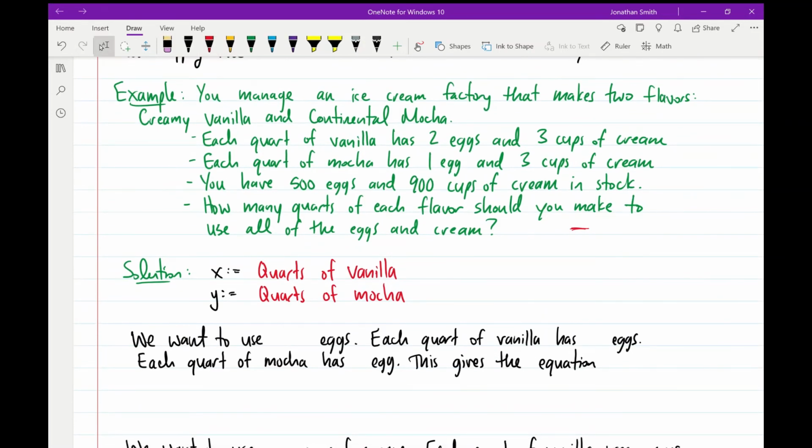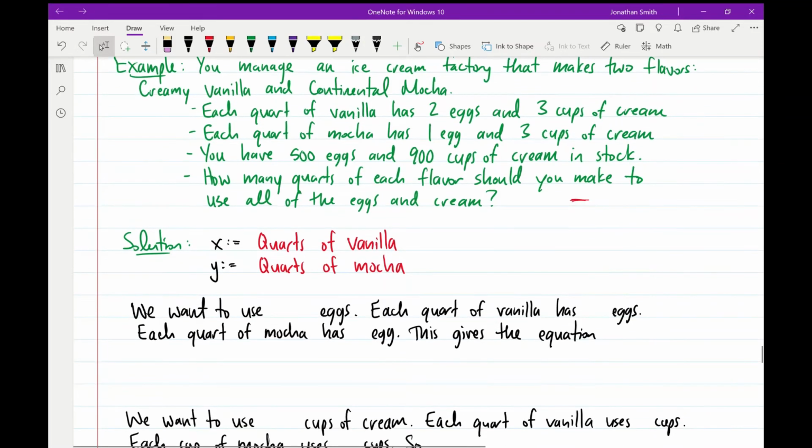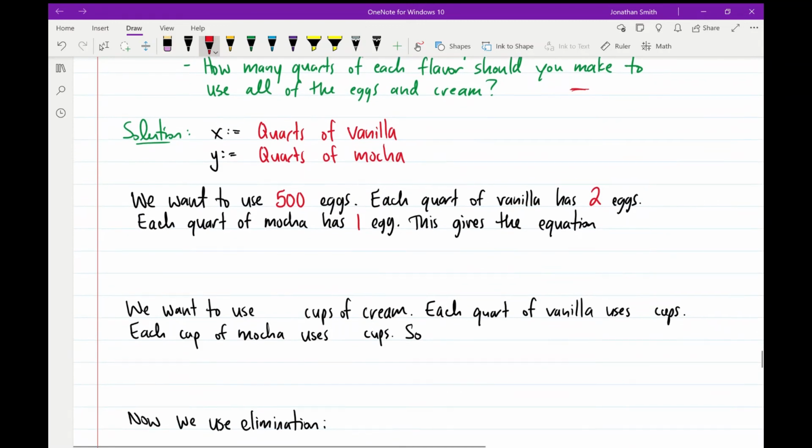Okay, and we have 500 eggs in stock, which means that we want to use 500 eggs when we're making all of this ice cream. And we're told that each quart of vanilla ice cream has 2 eggs, and each quart of mocha ice cream has 1 egg. And now we're going to use this information to give us an equation.